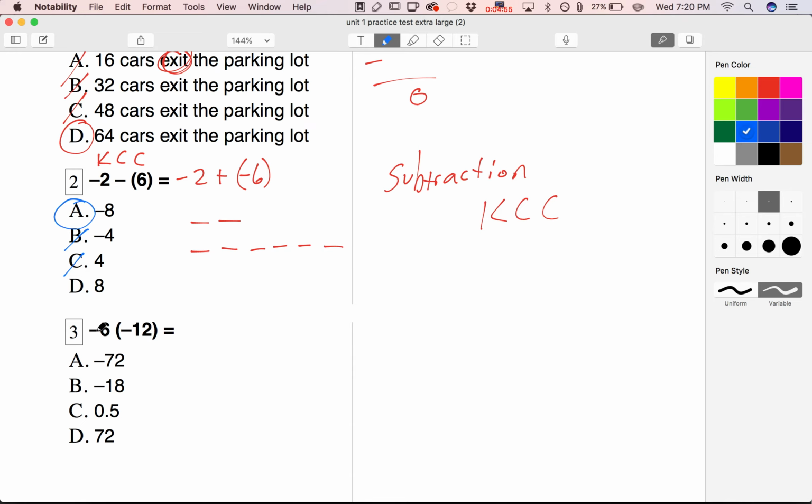Alright, let's go to the next one. Number 3 has us multiplying a negative times a negative. So we need to know what all of these rules mean for every problem.